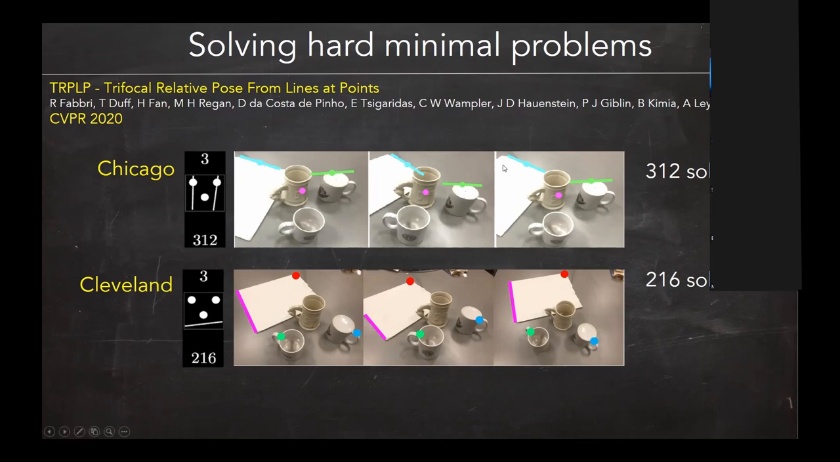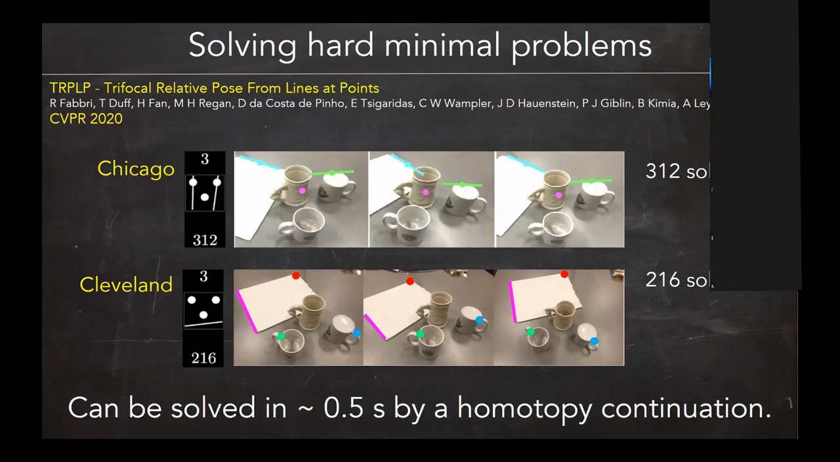So these are examples. What you see in three images, you have points here, and you have some lines, you detect them in those three images. This is like a real situation. These images are slightly different, not very much, but slightly different. And this is Cleveland, again, three different images. From that, we can solve the relative pose of those three cameras, up to common scale, and we know what the geometry of the scene is. And these things we can solve in roughly half a second by a somewhat optimized classical method, which is called homotopy continuation. It's a numerical method for solving polynomial equations. I will explain just the gist of that.